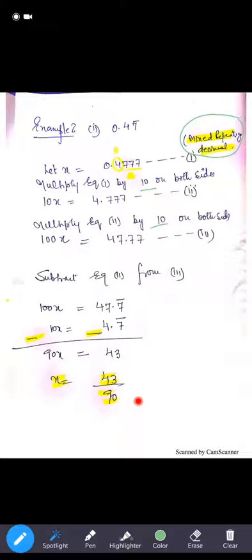Now in this class we have done how to convert a decimal into a fraction. In the next class we will do rationalization of a denominator.